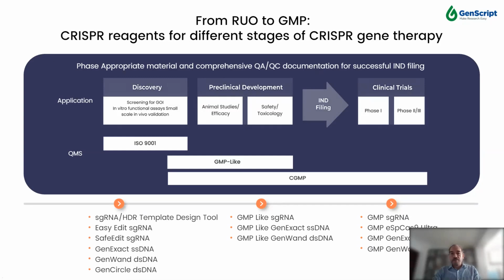And again, for our preclinical and clinical studies, we have GMP-like sgRNA qualities. We have GMP-like gene-exact single-stranded DNA templates and GMP-like Gene1 double-stranded DNA templates. We also have GMP grades of sgRNA and ESP-Cas9 enzymes. We have GMP grade gene-exact single-stranded DNA templates and GMP Gene1 double-stranded DNA templates.